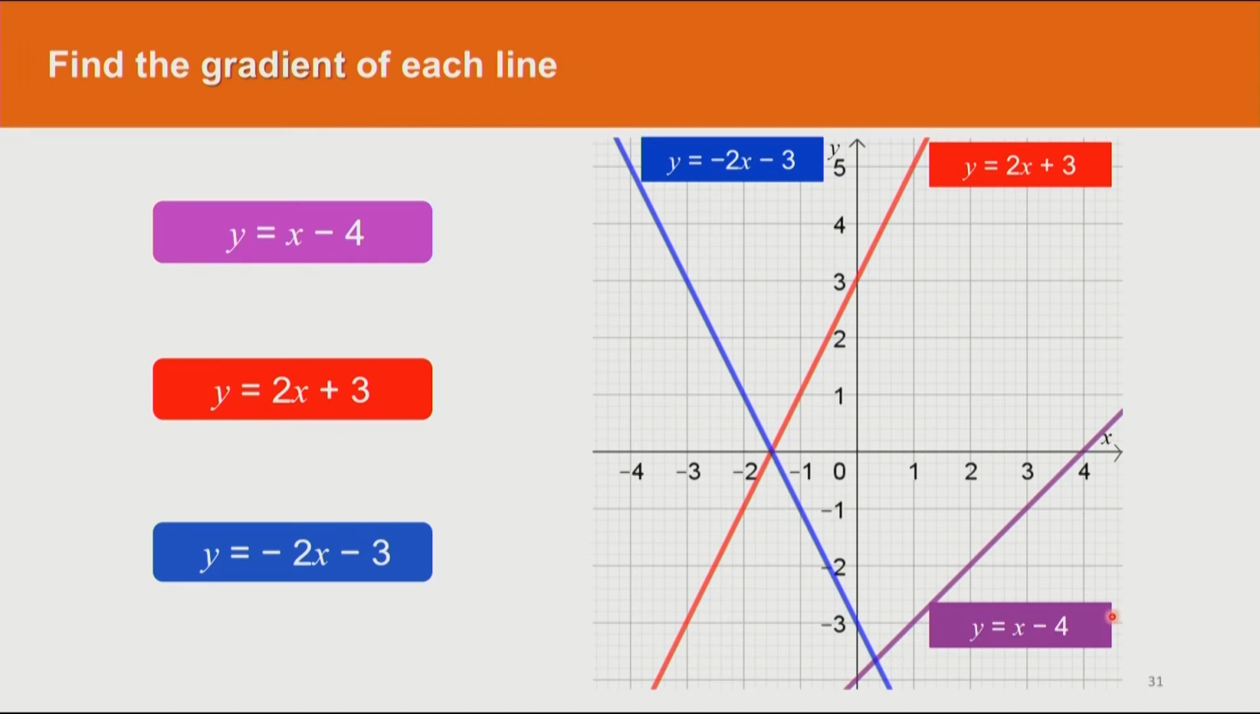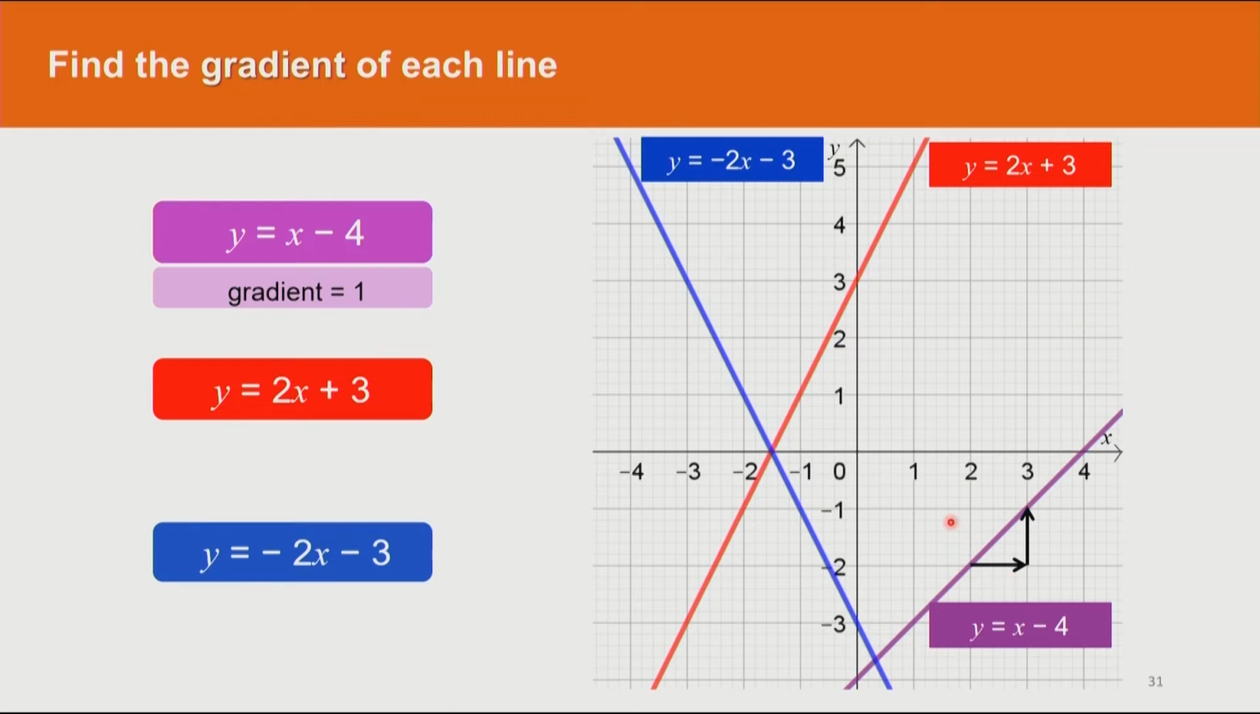So find the gradient of each line. So we shall start with the first one, which is y equals x minus 4. There we are. So finding gradient the same way, you draw your right angle triangle. And of course, the scale is uniform in this case. So change in y is 1 and change in x is 1. Therefore, we expect the gradient to be 1. 1 divided by 1 is just 1.